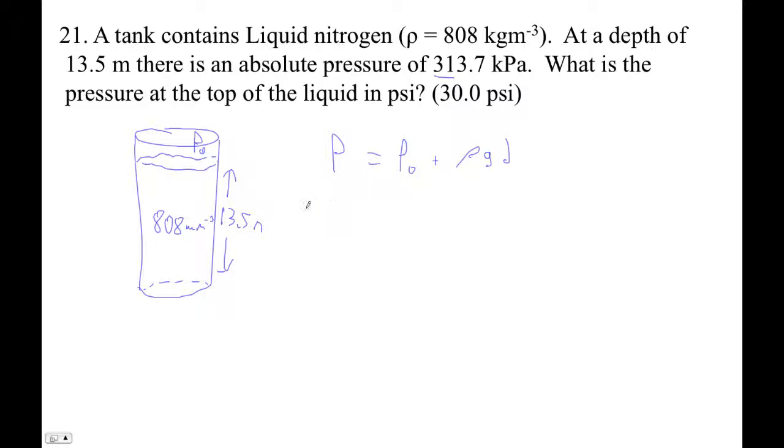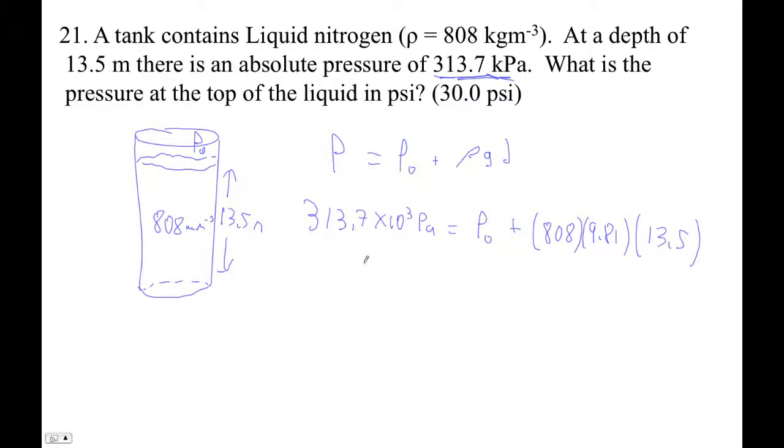The absolute pressure is 313.7 times 10 to the third pascals, right? That's what kilopascals means, right? Is the thing we're trying to find plus 808 times 9.81 times 13.5. So there's our depth, it's 13.5. Okay. I don't want to be out of my depth here, but there it is.